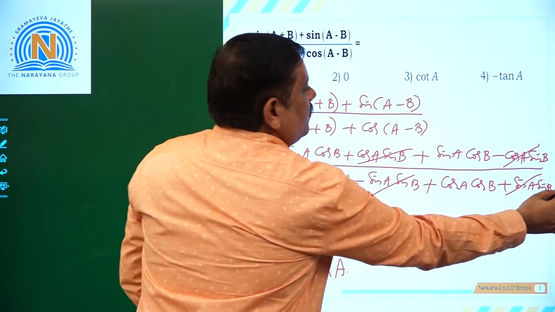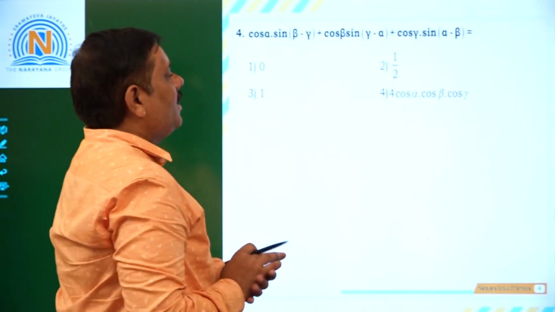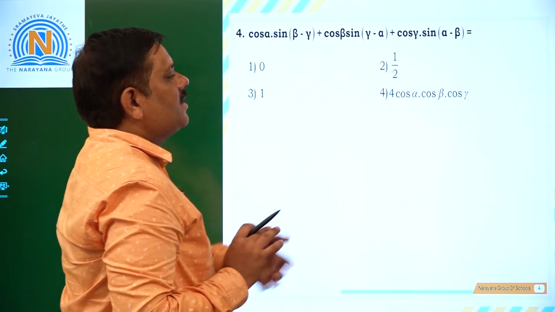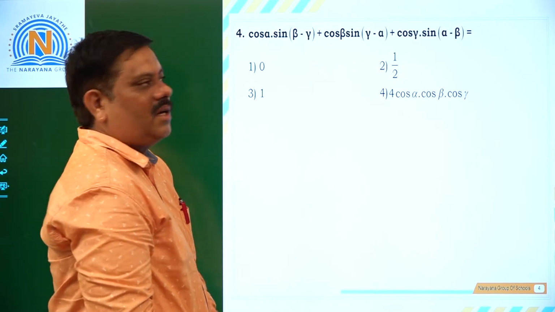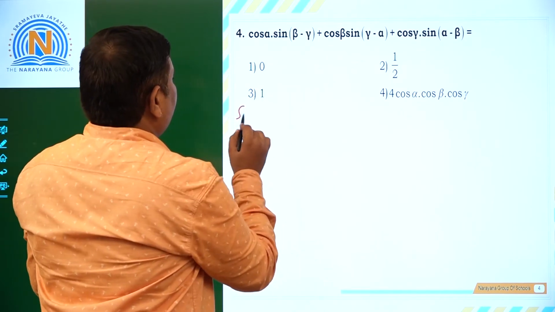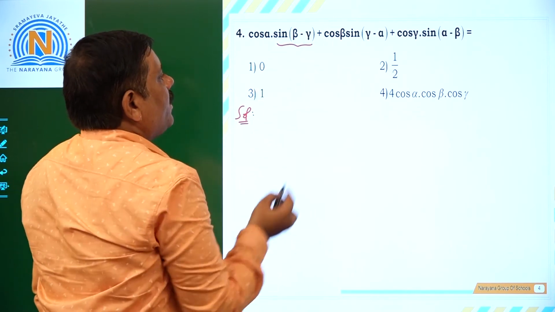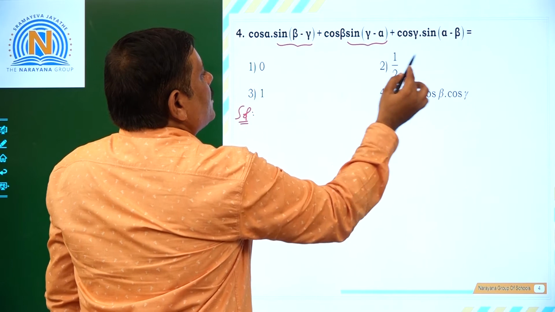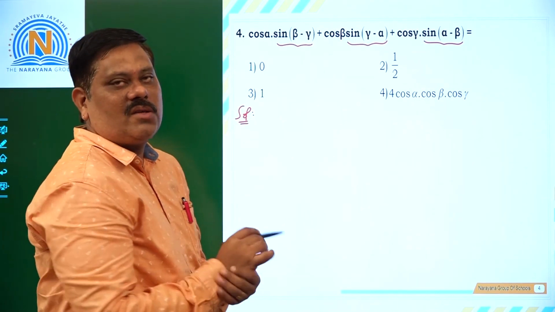Now let us see the next question. Cos alpha into sin of beta minus gamma plus cos beta into sin of gamma minus alpha plus cos gamma into sin of alpha minus beta. What is the value for that? First, here we have to use the sin beta minus gamma expansion, sin gamma minus alpha, sin alpha minus beta. Using those expansions, we can solve this question.